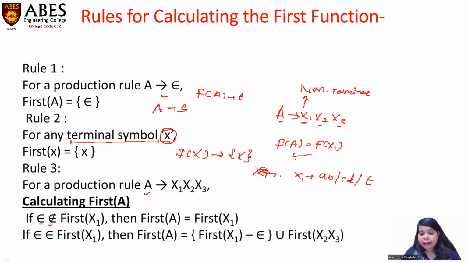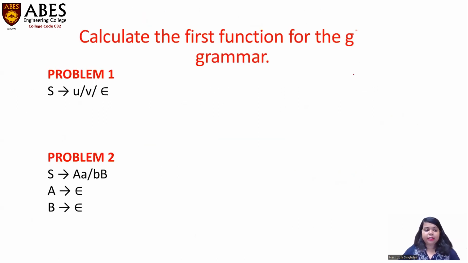In this case, when we put epsilon in place of x1, then the string will be reduced to what? A tends to x2 and x3. Then first of A will be first of x2. Then we can say that first of x1 minus epsilon union first of x2 and first of x3. We see these rules by solving some examples. Don't get confused. So let's start.